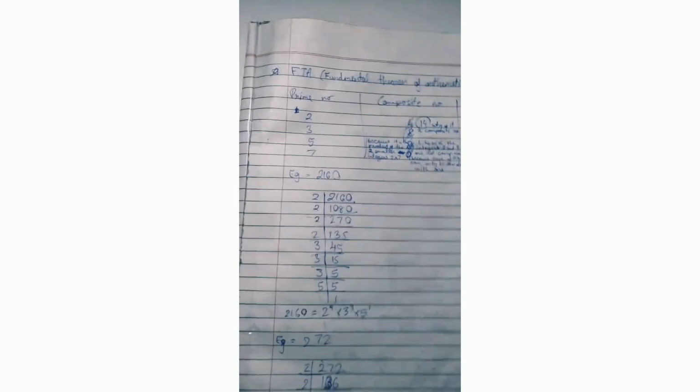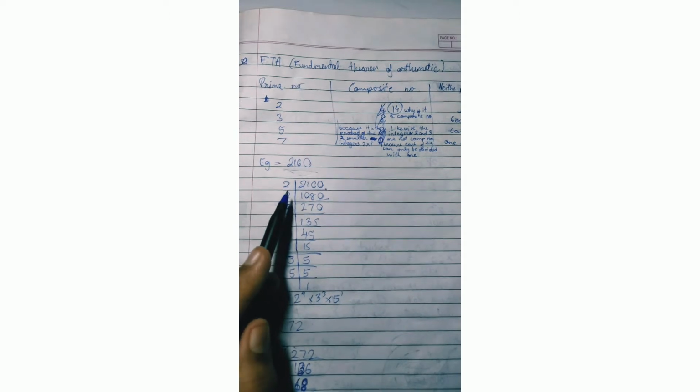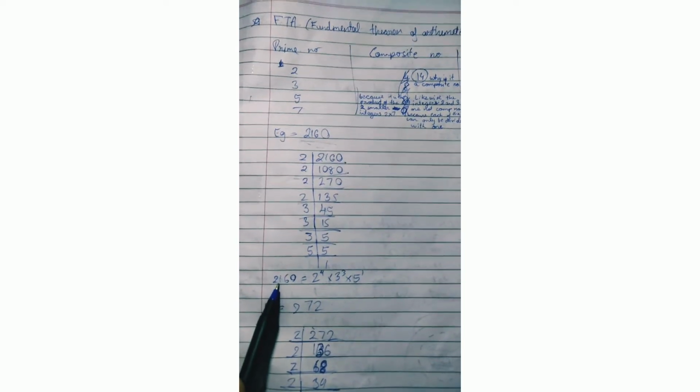Okay guys, now this fundamental theorem of arithmetic is just like the LCM method we did in 5th class. Likewise, if we take the example 2160, we'll divide by 2 and then by 2 again, so 1080, then we'll divide by 2 and then 3, 3, 3, 5. So we'll write in this form.